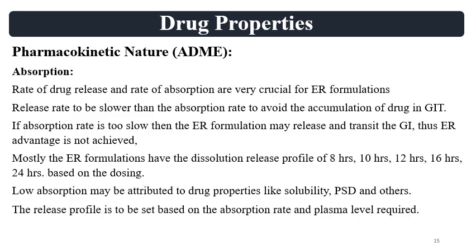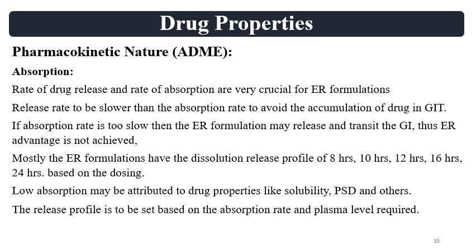Then pharmacokinetic nature of the API. It involves absorption, distribution, metabolism and elimination. So till now we have understood the physicochemical properties. Now we will see the pharmacokinetic properties. So first is absorption. Rate of absorption of the drug from the GIT is a key parameter for designing the ER formulation. Rate of drug release and rate of drug absorption are very crucial.